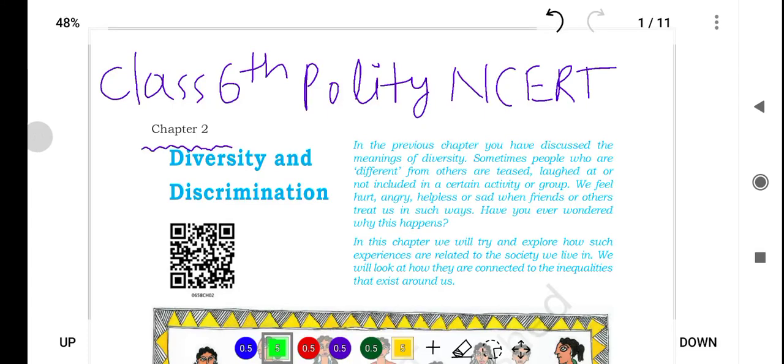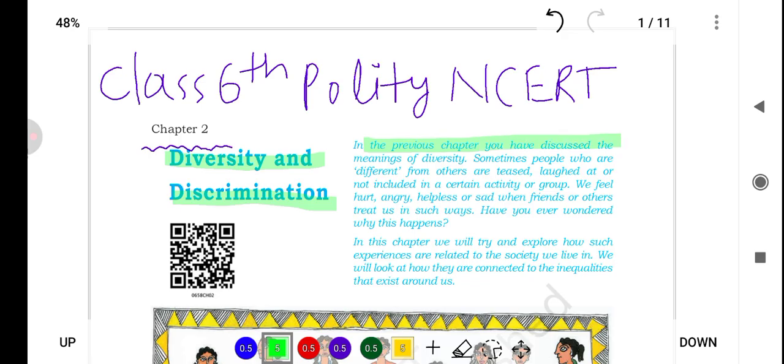Today we will be starting with class 6th polity NCERT chapter 2, that is diversity and discrimination. So today's agenda of the chapter will be, first I'll read out the whole page text for you, then I'll explain it to you. So in the previous chapter we have discussed the meanings of diversity.